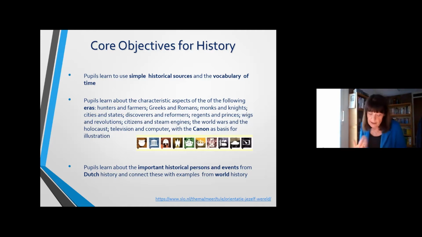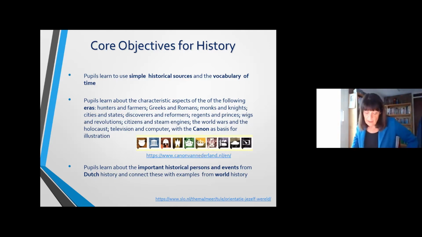And for the illustration of these characteristic aspects and also of the eras, we have this canon I told you about before, the Dutch canon, which contains 50 historical persons and events of Dutch history, for example, William of Orange, or the construction of the first railway in the Netherlands in the time of citizens and steam engines. So that's a bit about the knowledge of the curriculum.